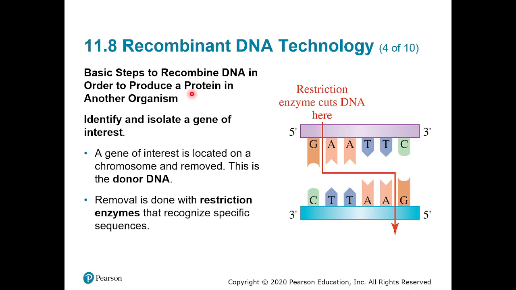Then that gene of interest is located on that chromosome. It's then removed. This is going to be what's called the donor DNA. The removal is then done typically with a restriction enzyme, though there are several methodologies you can use here, but restriction enzymes usually work the best. They're the most targeted. Okay.